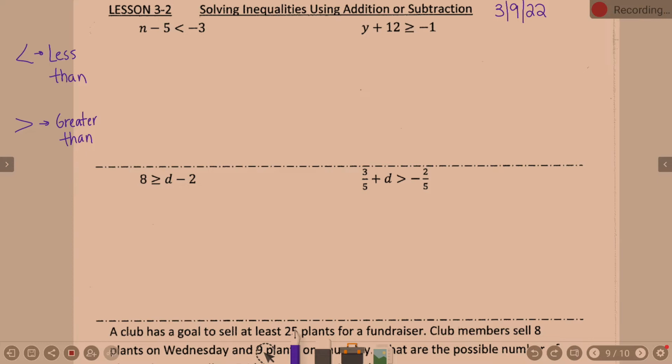What's that dot right there? Is it just my arrow? Yeah, that's an arrow. Okay. My trick for less than is a less than sign kind of looks like an L. It's kind of like a smushed L.